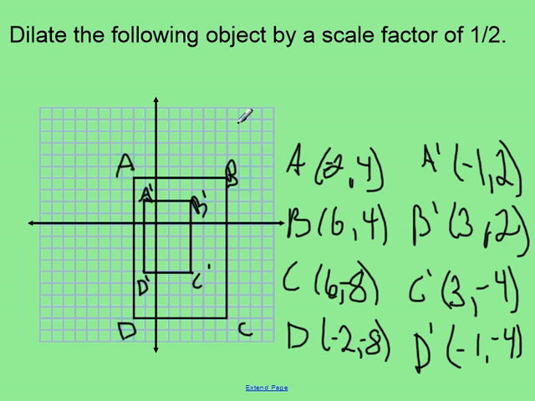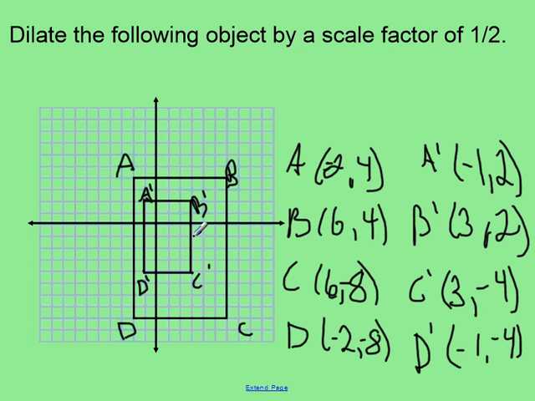Okay, so as you can see, I have plotted the coordinate points of my image, my dilated object. The first thing I did was write my original points of the original shape. I've got -2, 4, 6, 4, 6, -8, and -2, -8. Then to take a scale factor of 1/2, I have to take half of each number in my ordered pair. So half of -2 is -1, half of 4 is 2, and on to get all the coordinate points of my image. When I'm all done, I plotted those, connected them with straight lines, and I have rectangle A prime, B prime, C prime, D prime.